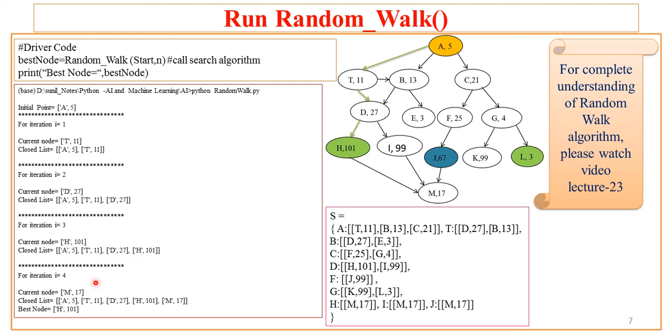Now in the fourth iteration, it takes M as the current node because the child of H is M. Now this becomes the current node, and as M does not have a better heuristic than the best heuristic seen so far, that is 101 for node H, our best node is H, and that is printed. So this is the overall execution of the random walk.